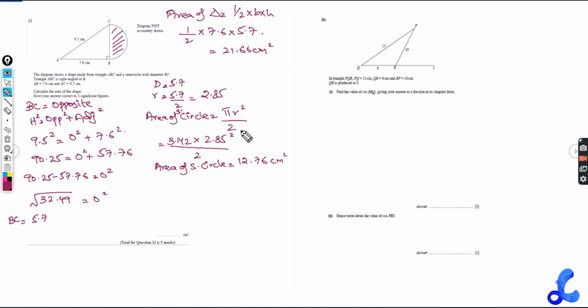All you do is you add both of them together. The answer that you should get over here is 34.42 centimeters square. So 12.76 plus 21.66 is 34.42 centimeters square.